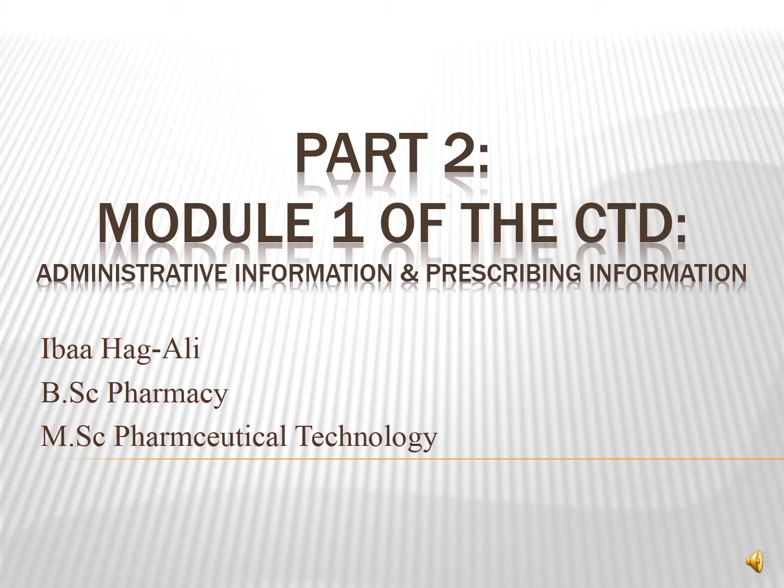Module 1 consists of administration information and prescribing information. Module 2 consists of summaries and overviews. Module 3 describes the quality information. Module 4 consists of non-clinical study reports. And Module 5 describes the clinical study reports.